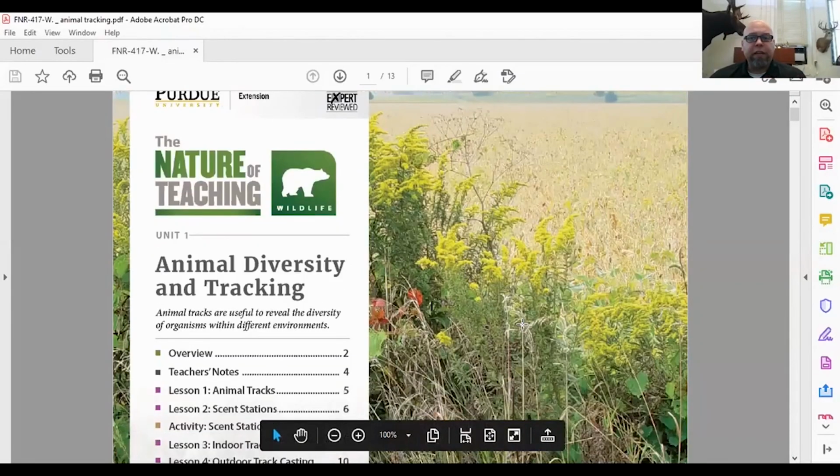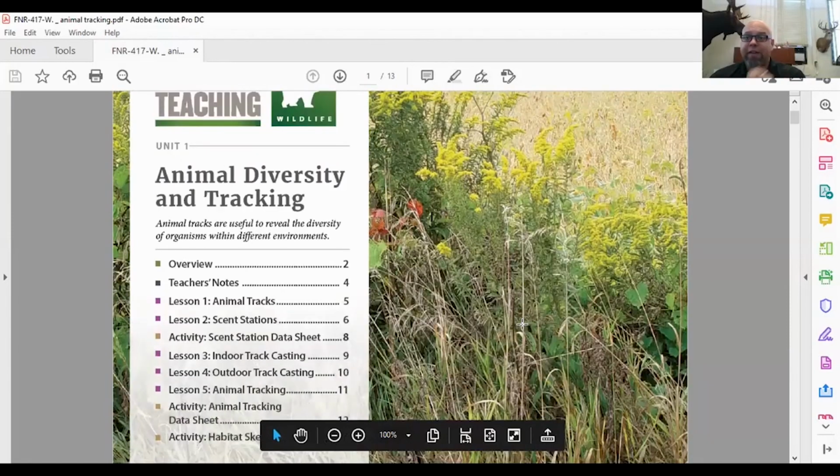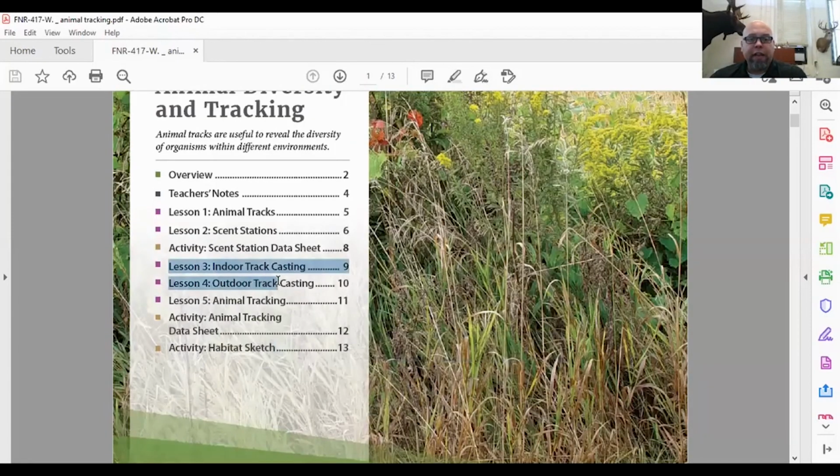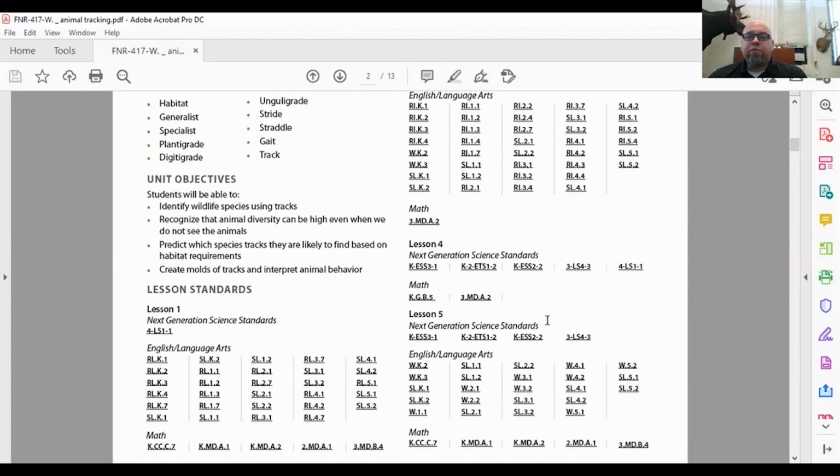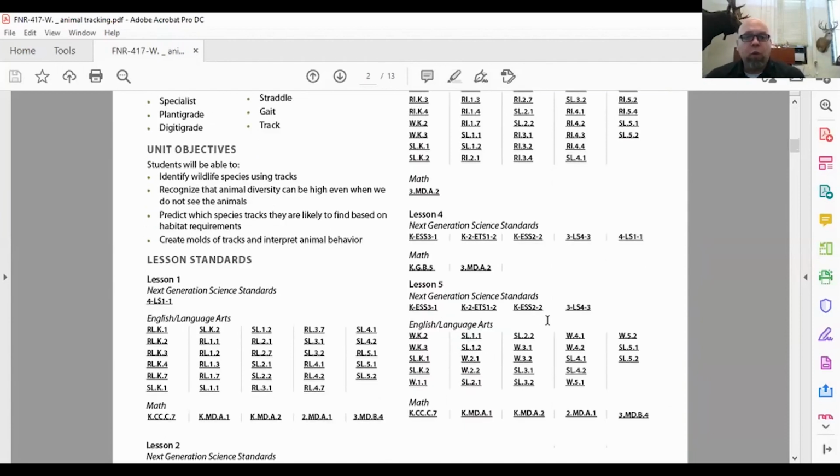So here's what our lesson plan looks like, which is Animal Diversity and Tracking. It does have 5 lessons, and again, we're going to be covering indoor and outdoor track casting. Now let me walk you through the various objectives of this entire unit. One is to identify wildlife species using just their tracks. We also want to recognize that animal diversity can be high, even when we don't see the animals. We want students to be able to predict which species tracks they're likely to find based on habitat requirements and throughout different types of habitats. And we also want our students to be able to create molds of tracks and interpret animal behavior.